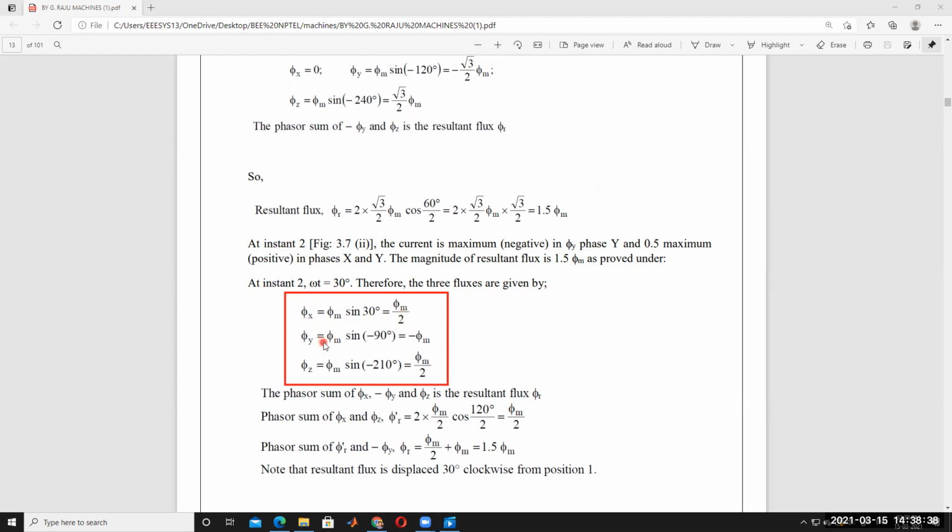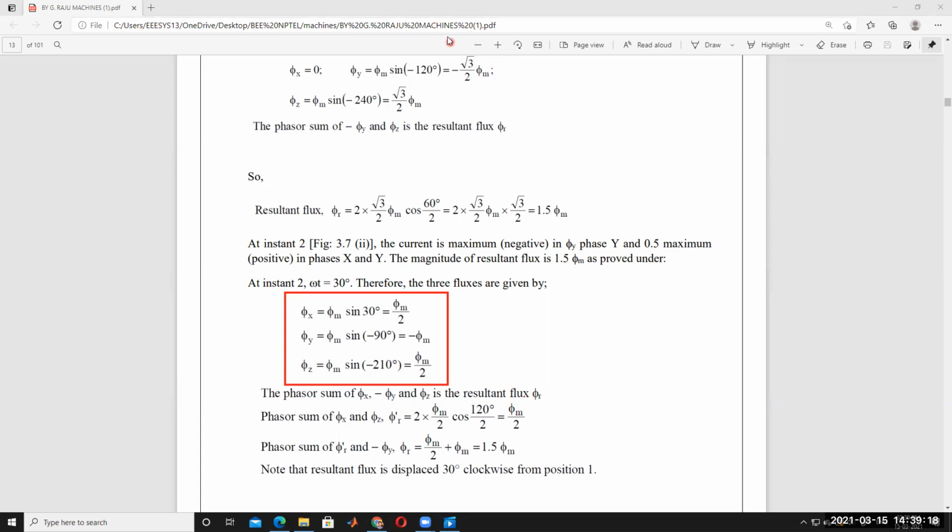And by substituting 30 degrees, phi y is equal to phi m sin of minus 90 degrees. It is minus phi m. And similarly, after substituting 30 minus 240, that is minus 210, you will get phi m by 2. Okay. Then the phasor sum of phi x and minus phi y and phi z is called the resultant flux phi r. Is it clear? The resultant flux is the phasor sum of all these.